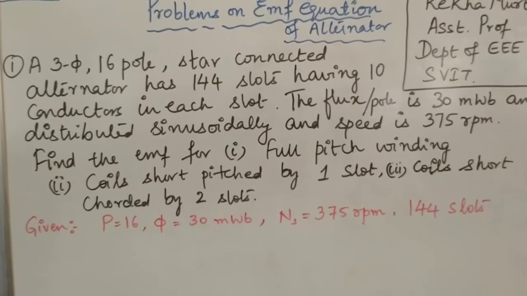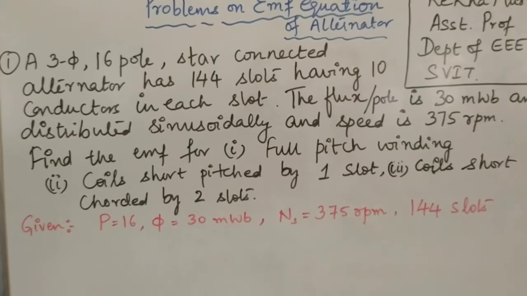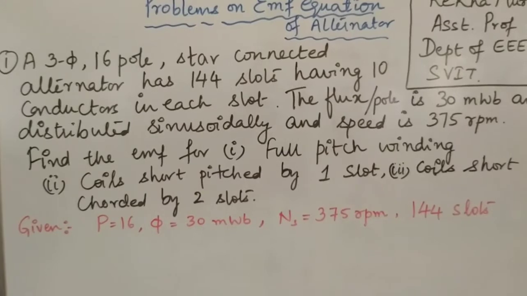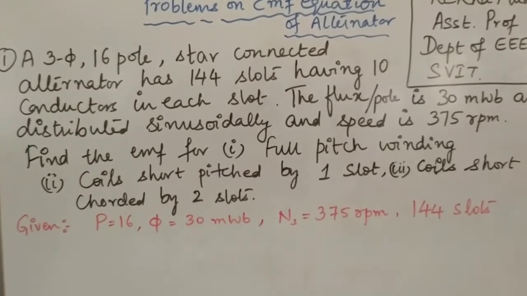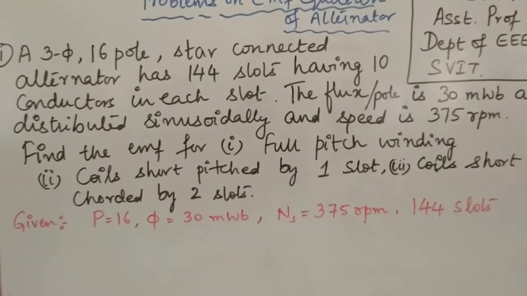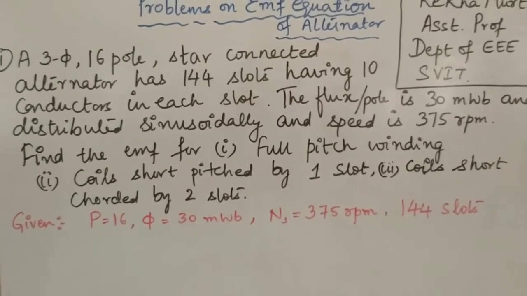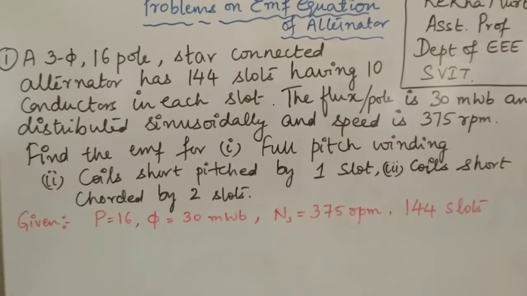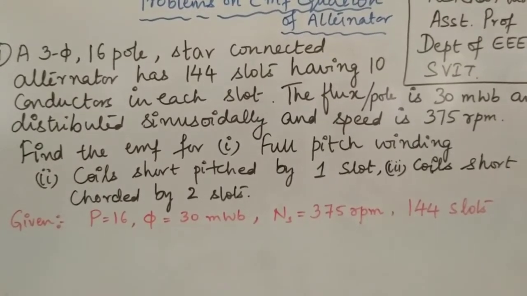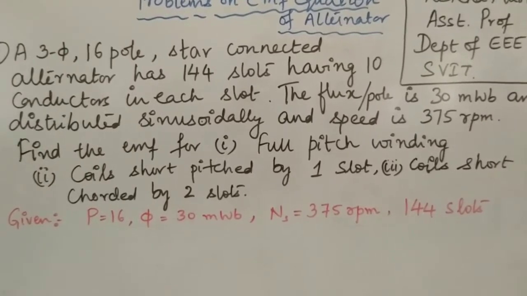Today I am here to explain the problems based on the EMF equation of an alternator. The question is: a 3-phase, 16-pole, star connected alternator has 144 slots with 10 conductors in each slot. The flux per pole is 30 milliweber, distributed sinusoidally, and the speed is 375 rpm. Find the EMF for the full pitch winding, when the coil is short pitched by one slot, and when the coil is short pitched by two slots.